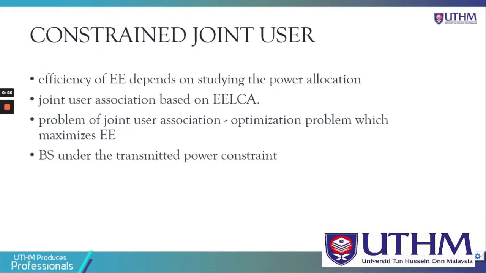The next one is the constraints joint user. The energy efficiency depends on studying the power allocation and joint user association based on EELCA. The problem of joint user association is formulated as an optimization problem which maximizes the energy efficiency of the base station under the transmit power constraint of the base station and the minimum rate constraint of the user equipment.